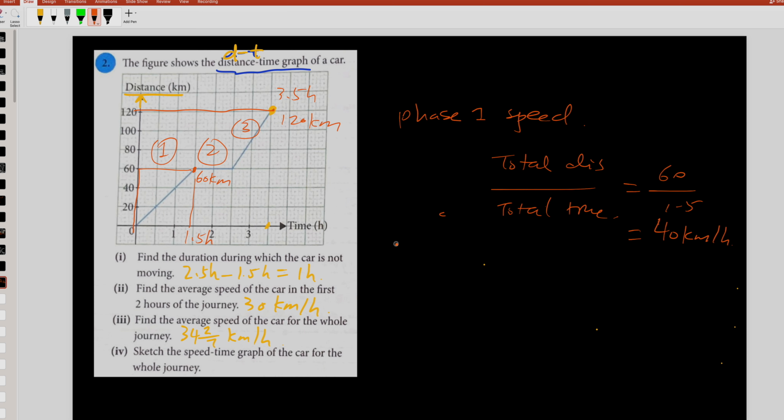Phase two. What happened to phase two, actually? Does phase two have any speed or not? No. Why not? Because it's not moving. Make sense? So not moving, so the speed in a way is zero.